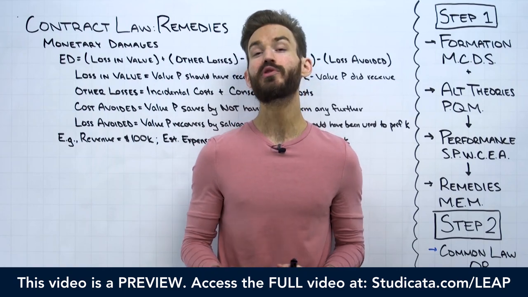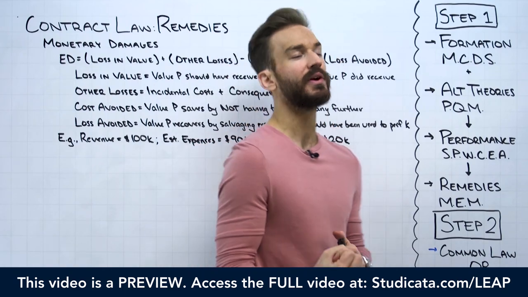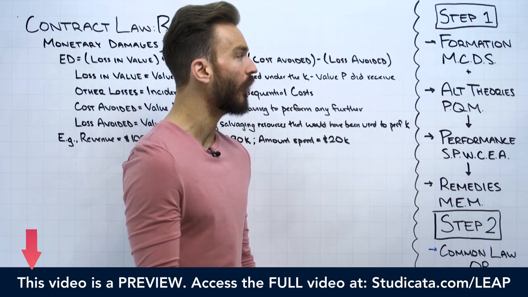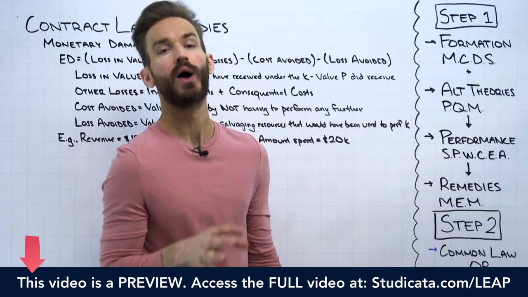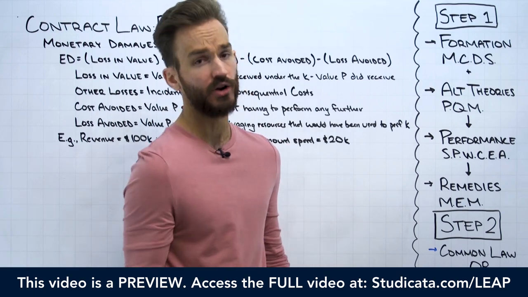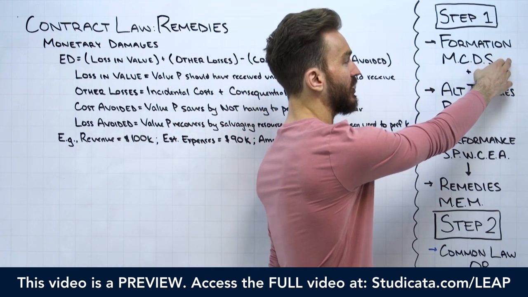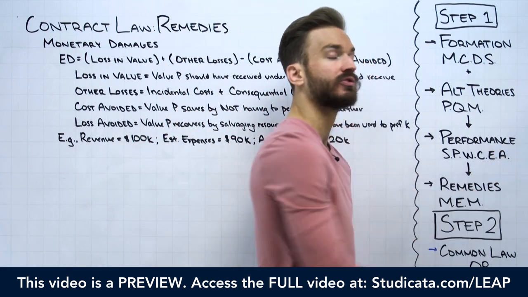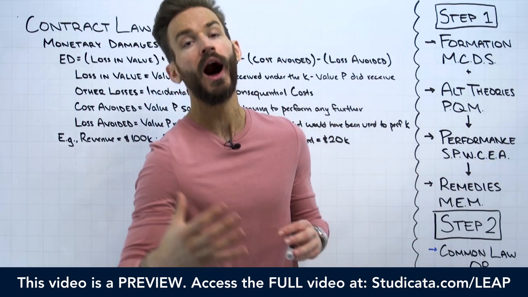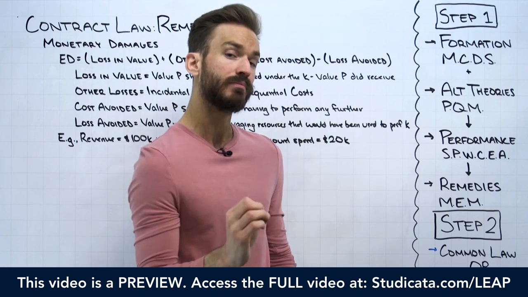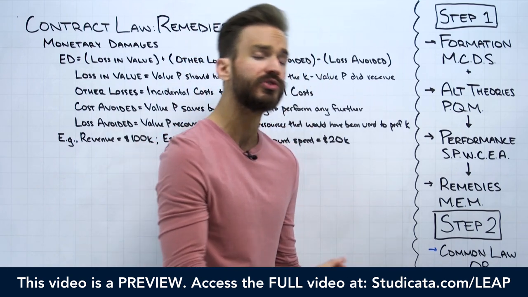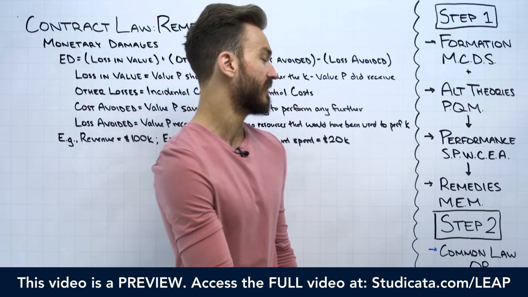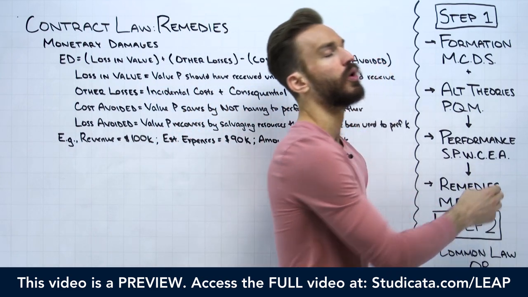In this lesson, we're moving past performance into our discussion of remedies. At this point, we know how to determine whether or not we have a breach of contract. If we have formation of a traditional enforceable contract and either party fails to perform their legal duties under the contract, and that non-performance is not excused, then that party is liable for breach of contract and the plaintiff is entitled to remedies.